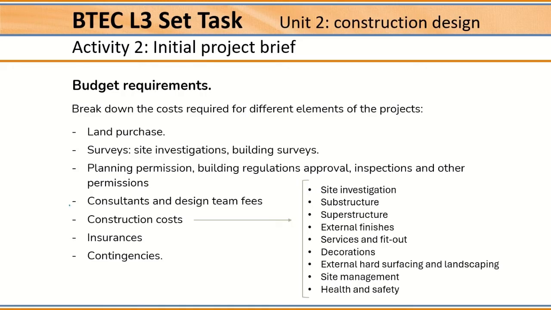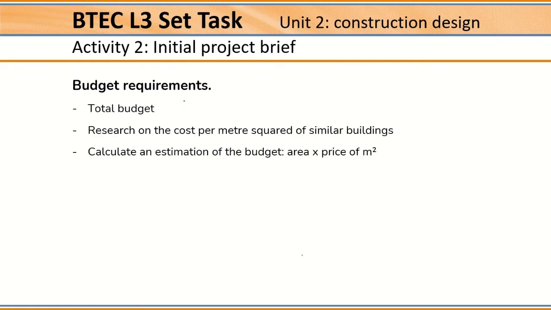To be able to calculate a rough estimation of the cost of the project, first we are going to calculate an estimation of the construction costs. I will explain this later. And then we are going to add different percentages. For example, for surveys, it will be 2%, planning permission, building regulations, inspections, 2%, consultants, 12%, insurances, 2%, contingencies, 2%. This is a total of 20% that we need to add to the construction costs. The total budget for this project is 8.5 million.